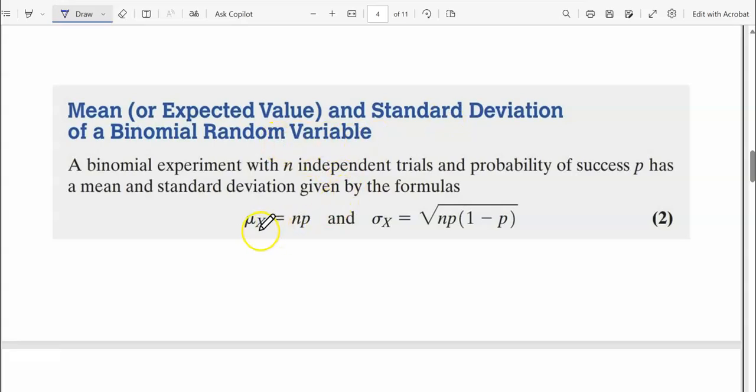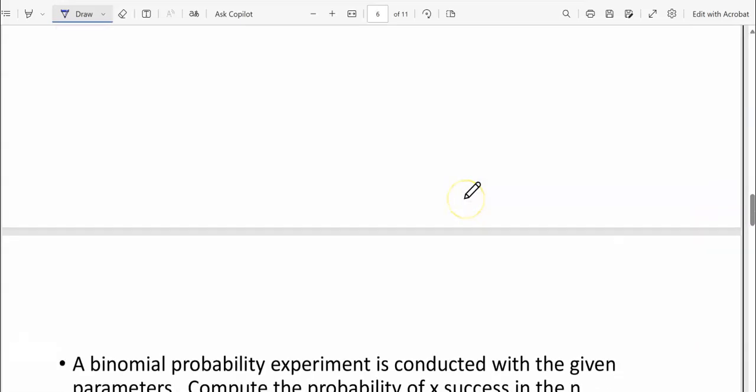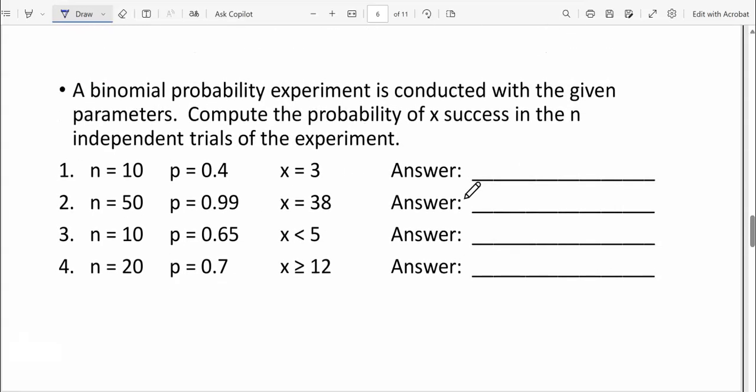Let's talk about the mean and standard deviation. The mean is n times p. The standard deviation is the square root of n times p times the complement, 1 minus p. So this is going to be a little bit easier to compute than it was for the discrete distribution. So let's look at a few examples. And we are going to use our SALT technology to figure out these probabilities.